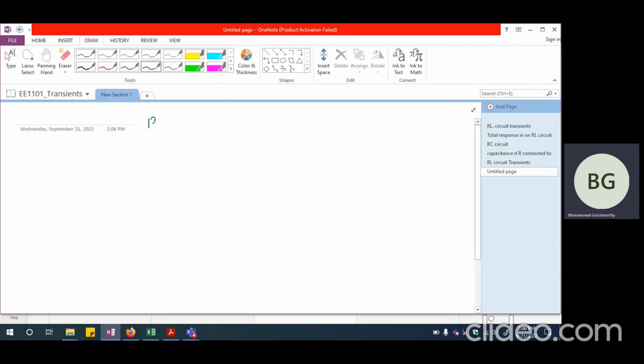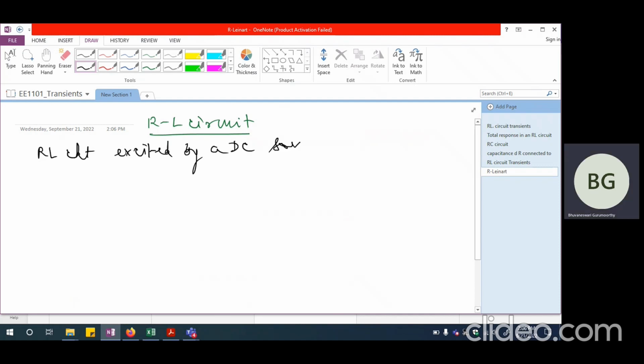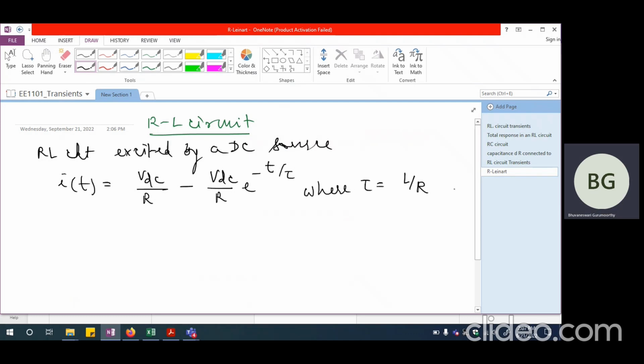Now coming back to the RL circuit response, we said that when we have an RL circuit excited by a DC source, i of t is given by VDC divided by R minus VDC divided by R multiplied by e power minus t by tau, where tau is the time constant, which is L by R. How quickly this current reaches steady state depends upon the relative values of L and R. That decides how quickly the system settles down to its steady state value.